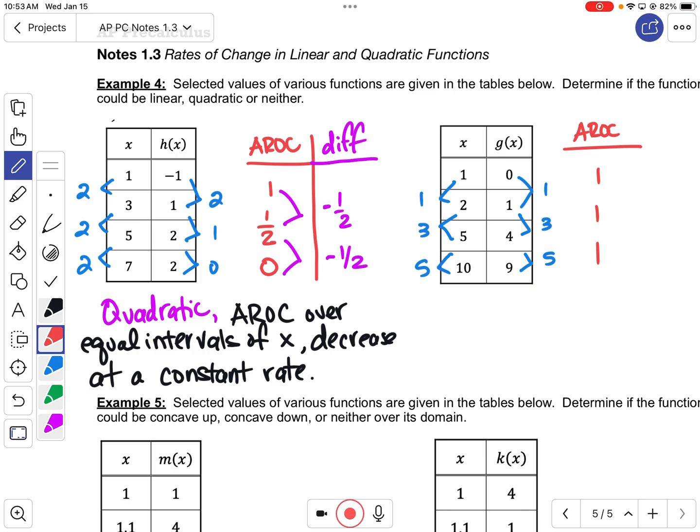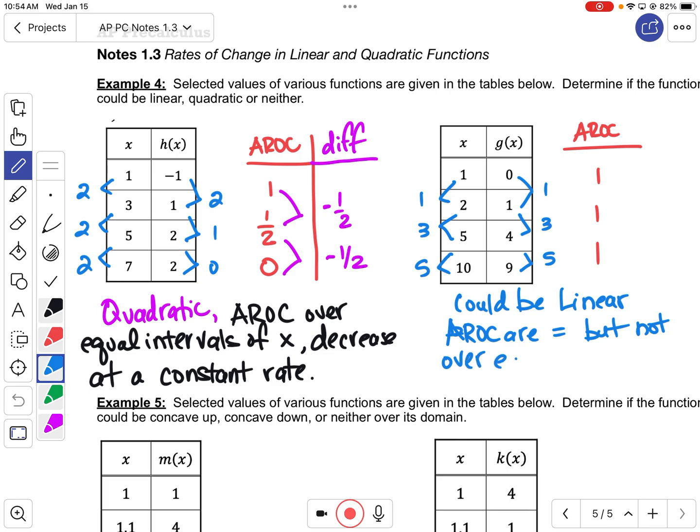Anybody see anything? Is the change in your x values constant? No. Okay? So this is what we say. We say that it could be linear. Could be linear. We just don't have enough information to know. Average rates of change are equal, but not over equal intervals of x.